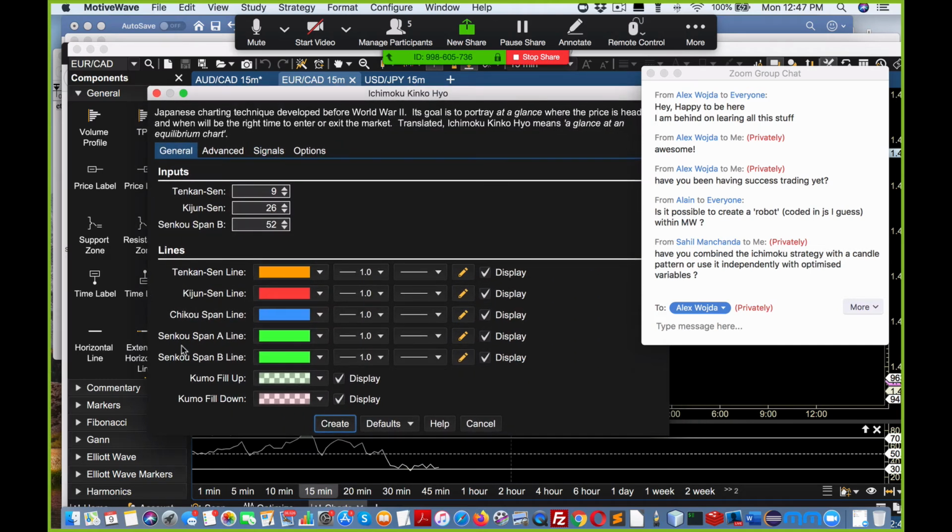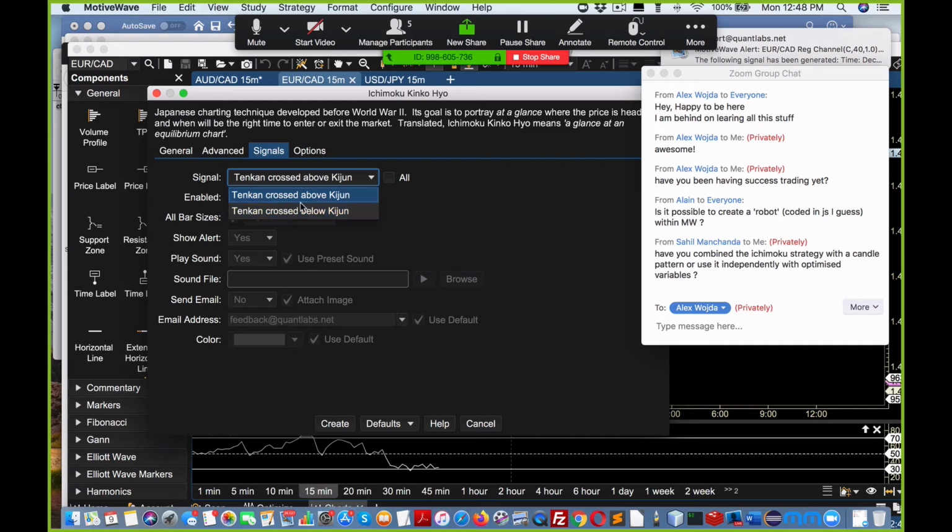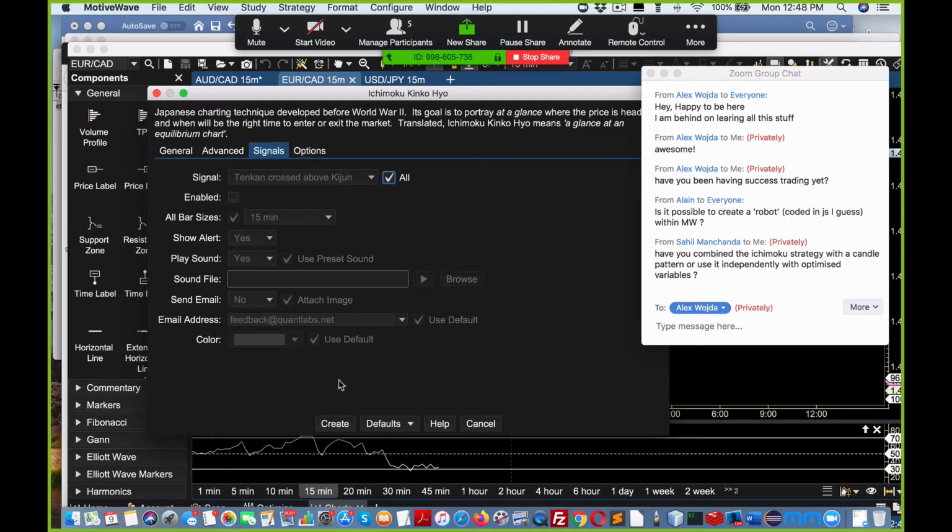So here you have all the different lines, all of these different things. But what you're really caring about is the signaling, and it will generate your cross and above or below, and that's your buy or sell signal. So far it looks really good.